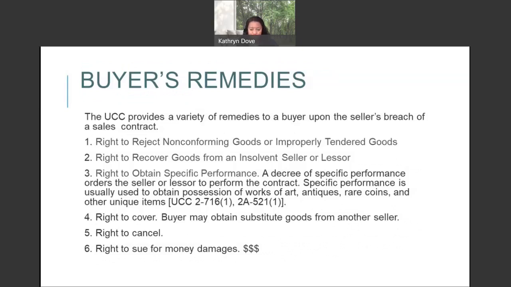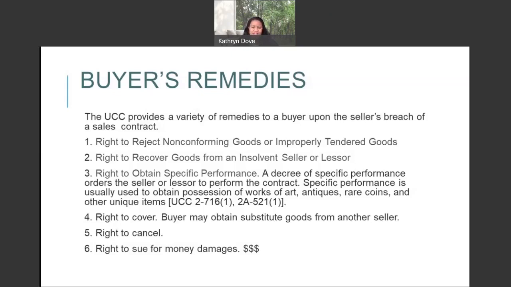So let's get a summary of the buyer's remedies. The UCC provides a variety of remedies to the buyer if the seller breaches the contract for the sale of goods. If it gets breached, what can the buyer do? Well, the buyer, again, has a right to reject non-conforming goods or improperly tendered goods, by tendering goods in a place different from what the parties agreed to. The parties agreed to tender of goods in New York, and the seller tenders goods in Paris. The buyer's not required to accept that.